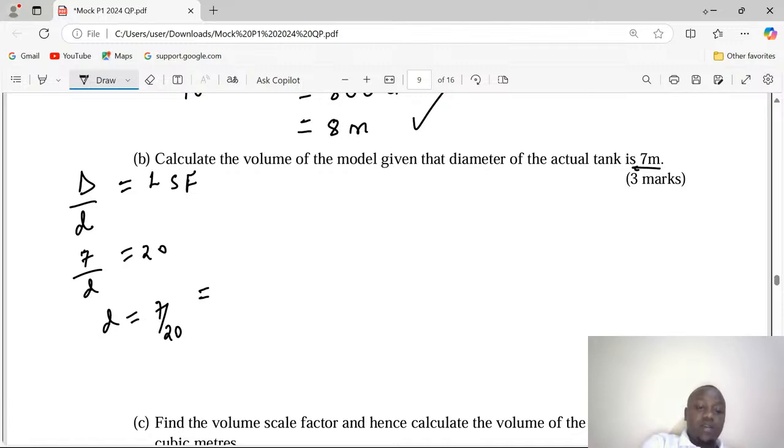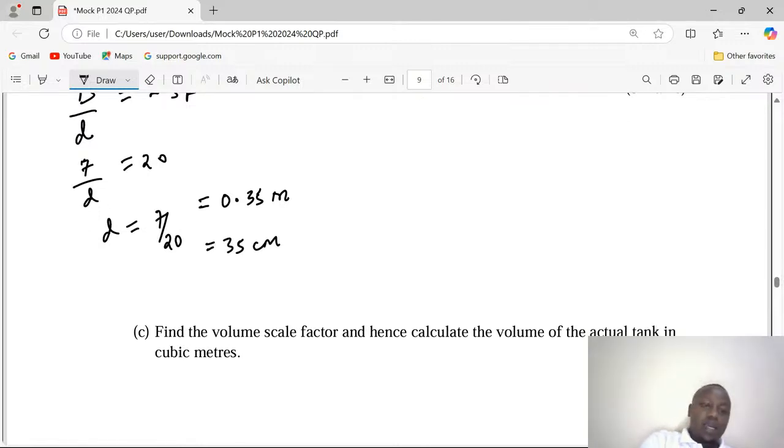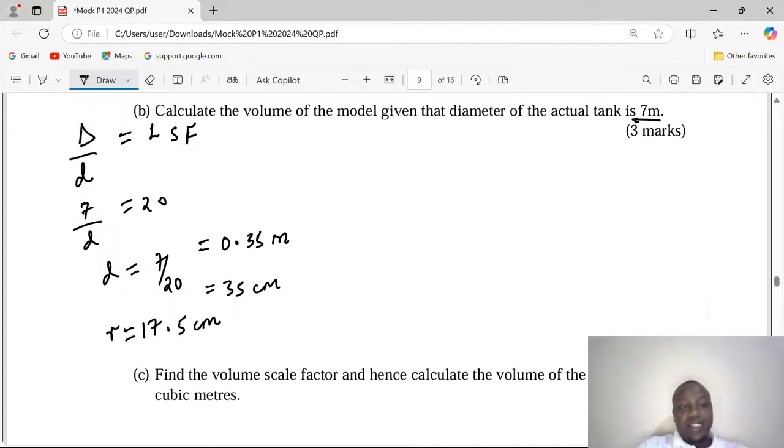7 over 20, which is 0.35 meters. This is also 35 centimeters. And it means for us to get the volume, we have to use the radius now. So the radius will be, when we take 35 divided by 2, 17.5 centimeters.